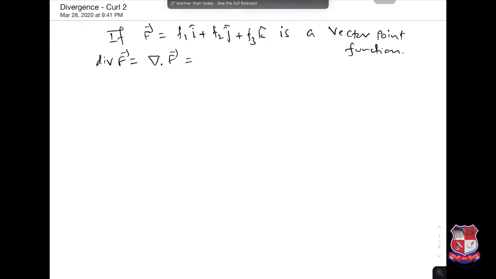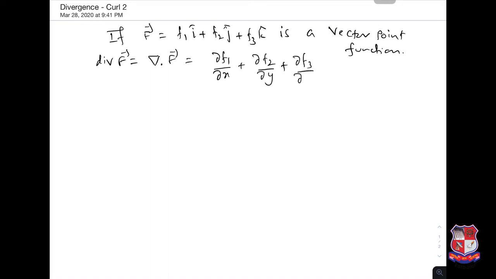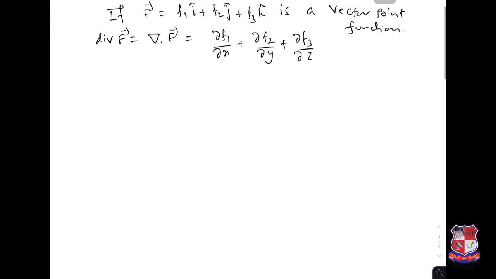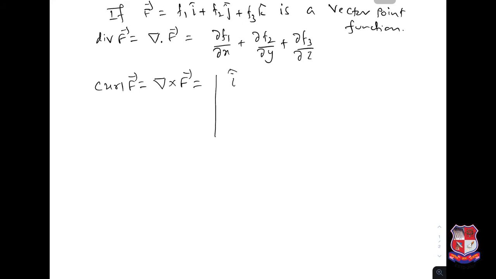And we can find out divergence as del f1 by del x plus del f2 by del y plus del f3 by del z, and curl of f is del cross f, and that we can find by the evaluation of the determinant i, j, k, del by del x, del by del y, del by del z, f1, f2, f3.